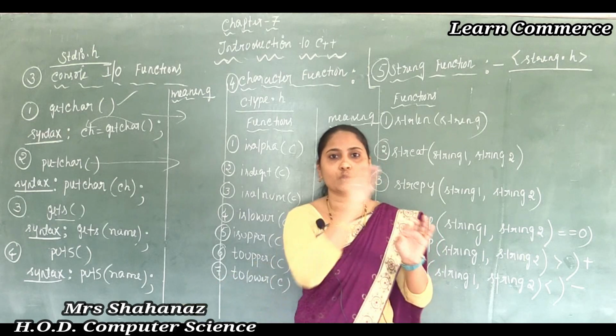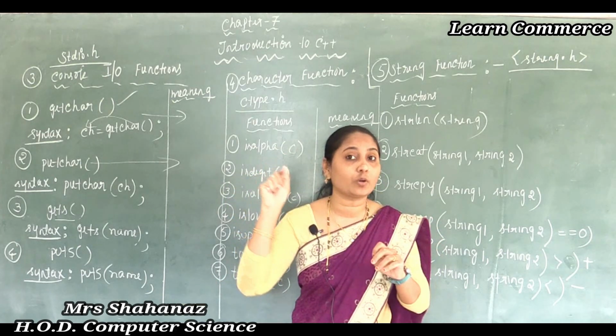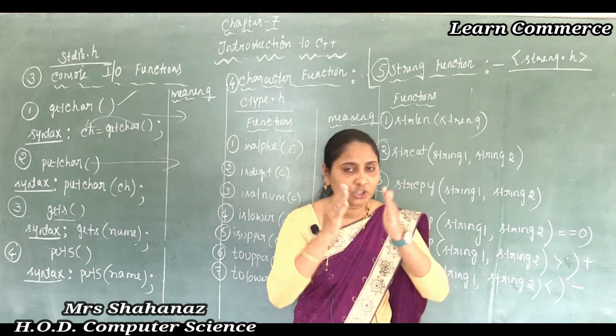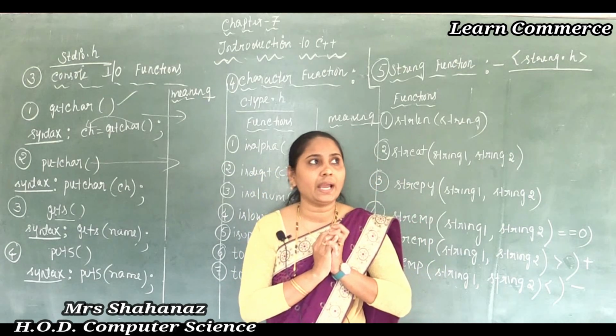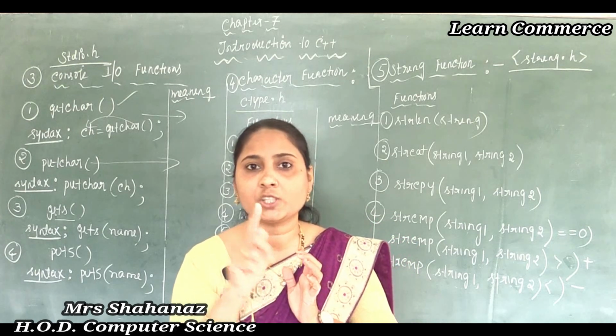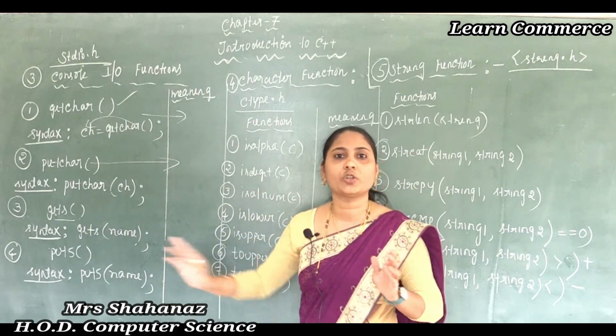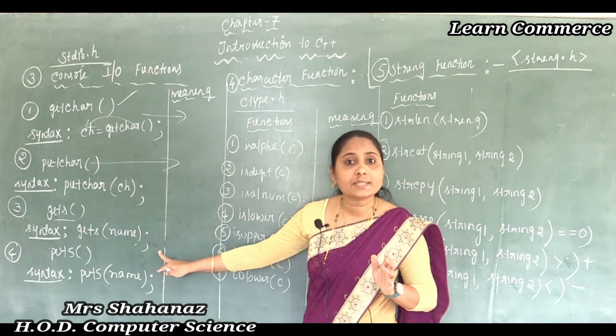Maybe the string is written using double quotation marks. So we can say that gets not only accepts the entire line of text, but also adds the null character \0, which means the zero character, at the end of the string. So this is the purpose of the gets function here.